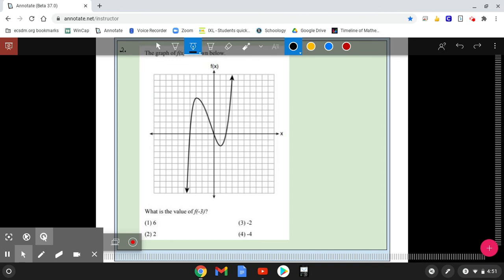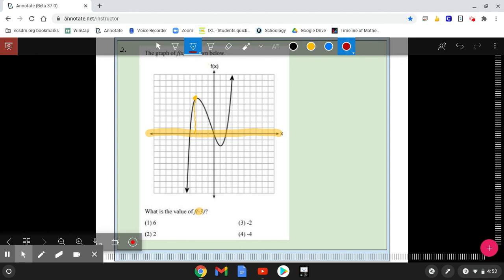Now we have an example of a Regents exam question. It says the graph of f of x is shown below. What is the value of f of negative 3? So what do you think? What is the value of f of negative 3? Negative 3 is in place of x. So along our x-axis, we find negative 3. So we start at the origin, we go left, 1, 2, 3. And we trace that along until we hit our function, which is right here.